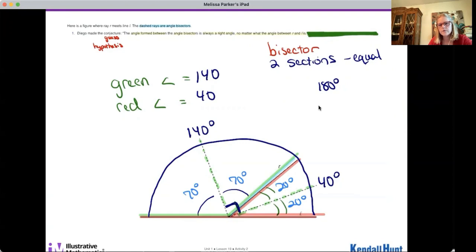But were you able to answer the question? Is the angle between the bisectors always going to be 90 degrees? Well, let's see. One of them is 70 plus the other one is 20. So that would equal 90. Good. So those two angles did add up to 90 degrees.